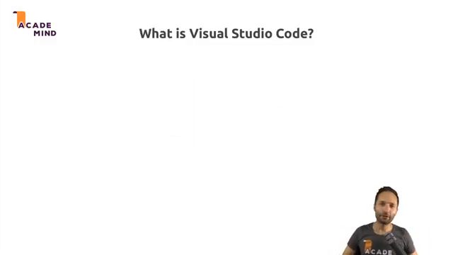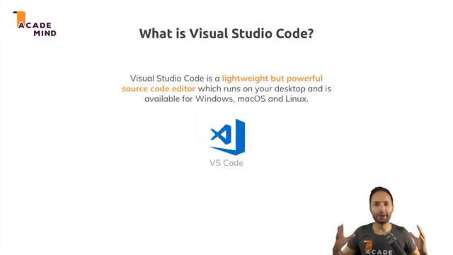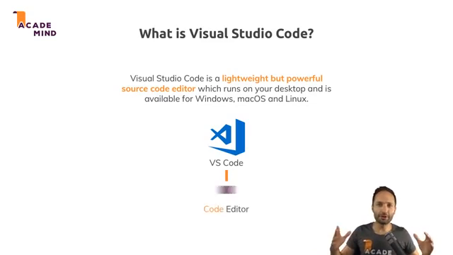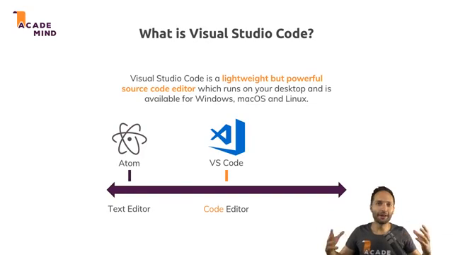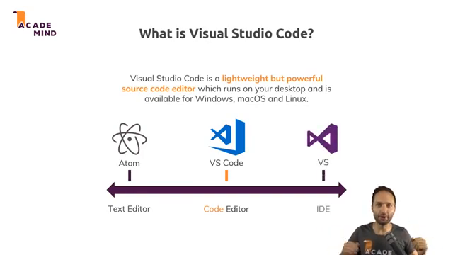Now, as I said, Visual Studio Code is a code editor and it's positioned kind of in between text editors like Atom and real IDEs like Visual Studio. This means it has all these text editor functions that you would expect when writing code, but it also comes with some selected IDE features for debugging, for example. So it's kind of a nice hybrid, as I would say.